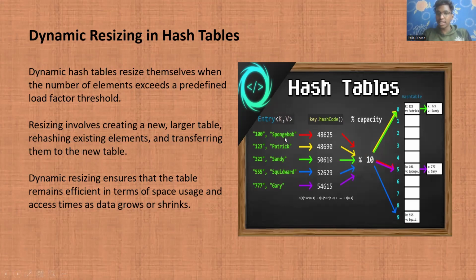Here we have the key and value. The key is 1, 2, 3, and the value is Patrick. Then here is key.hashCode, where they have the hashing codes. We can say this is a dynamic resizing technique, and it is one of the techniques to avoid collisions.